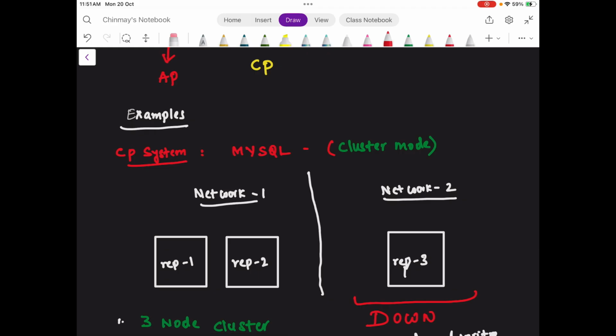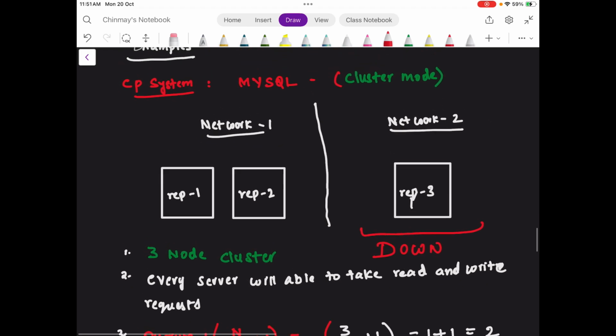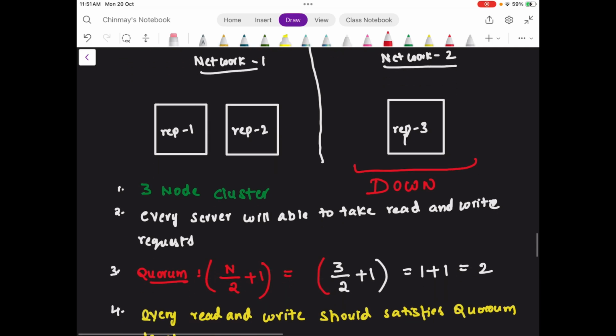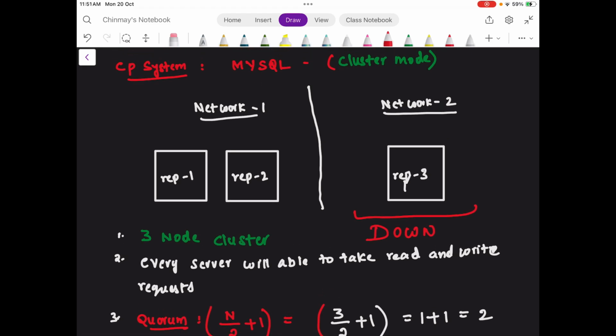I hope everyone understands these cases. Why is the MySQL cluster mode a CP system? Let's recap. For example, we have network 1 and network 2, with partition tolerance in production. We have a 3-node MySQL cluster: 2 replicas deployed in network 1 and 1 replica in network 2. MySQL has a quorum level, n by 2 plus 1, that is 3 by 2 plus 1. That means 2 nodes must be satisfied for every successful read and write request.